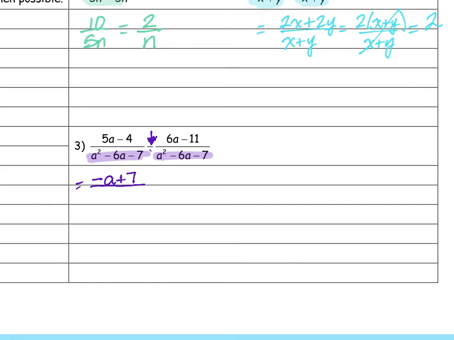And then I get a squared minus 6a minus 7. And then I'm going to factor this just to make sure that I can't simplify it. So I'm going to factor a negative 1 out of the top, and I get a minus 7. And then the bottom factors to a minus 7 and a plus 1. So those go away, and I get left with negative 1 over a plus 1. Questions?